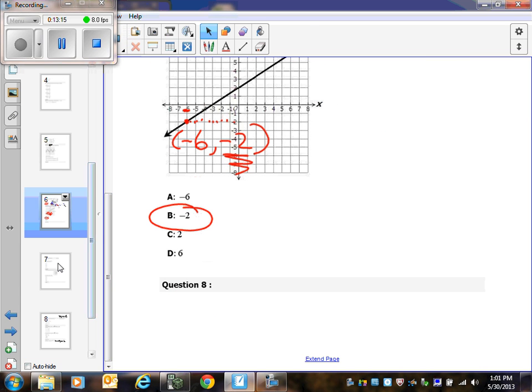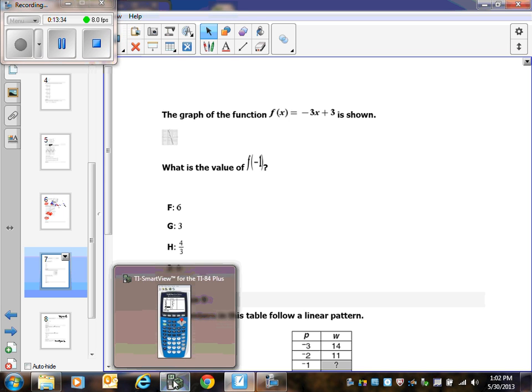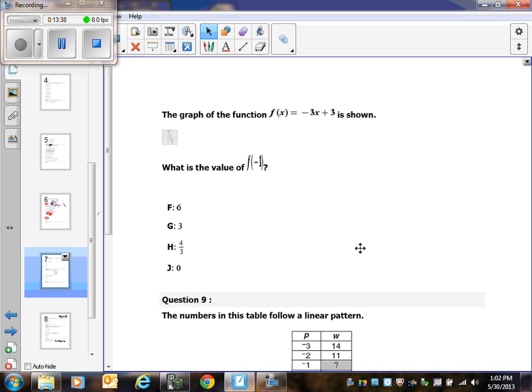And we're moving along nicely here. All right. Now, this is question 8. Now, question 8, the graph didn't show up. I'll bring it up on the calculator. The graph of this function, f of x is equal to -3x plus 3 is shown. What is the value of f of -1? Now, we can actually do this without using the graph. So let's do that first.